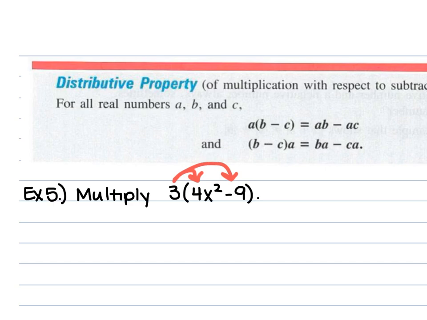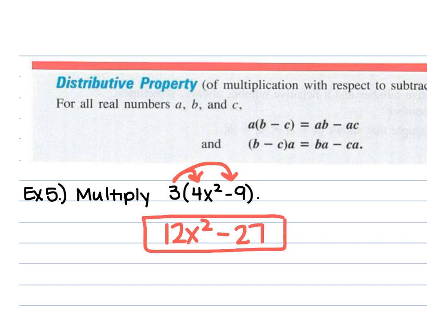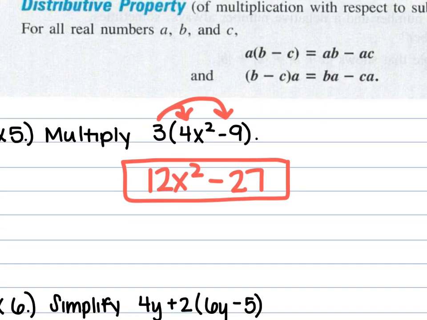So we're going to do 3 times 4x squared, which gives us 12x squared, minus 3 times 9, which is negative 27. So 12x squared minus 27 is our answer.